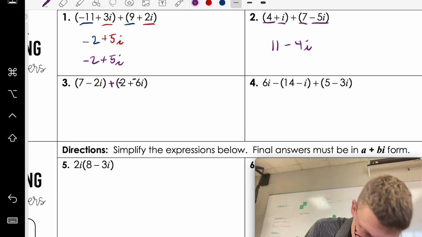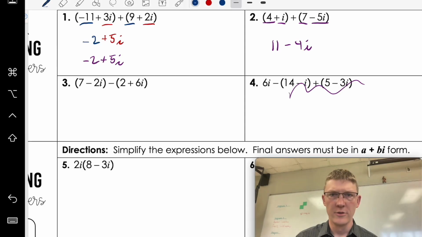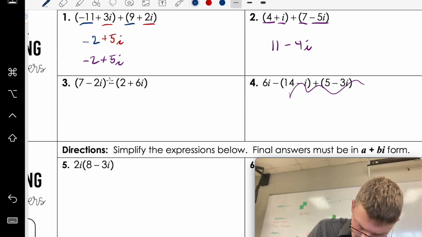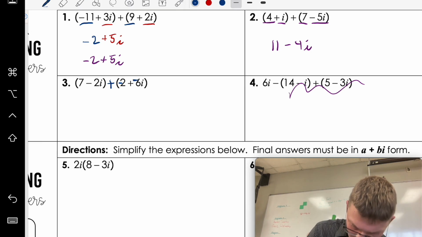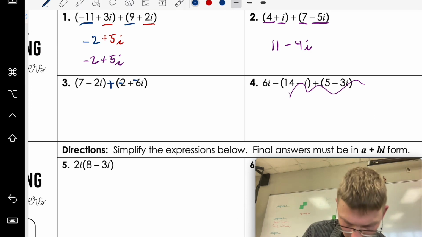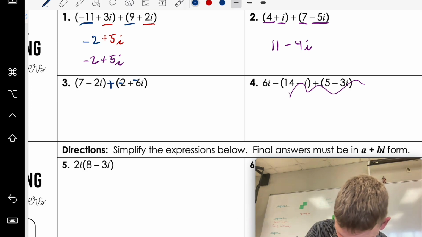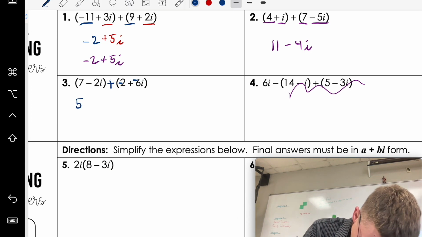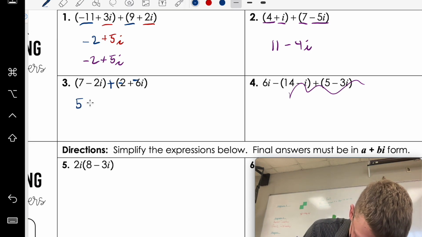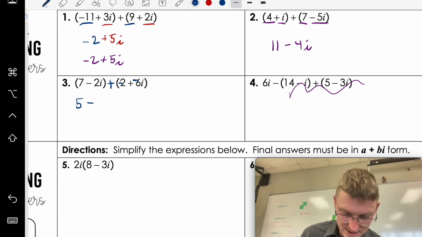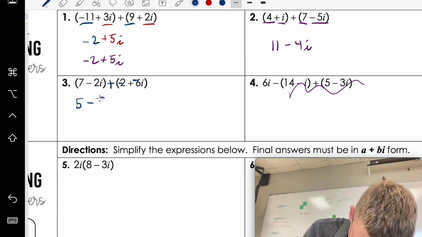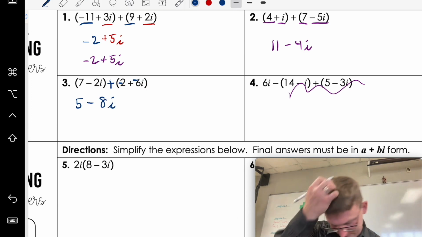Number 3's got a negative sign, but we're just going to distribute that negative sign or else I will forget about it. And then again, we're just going to combine like terms. So 7 minus 2 is 10, 7, 6, 5. I knew that. 5 minus 2i minus 6i. It's going to be a -8i.